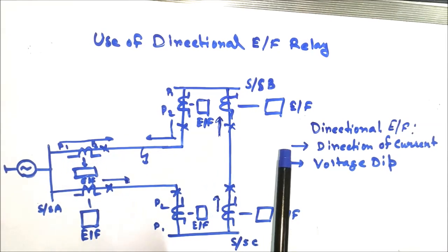So friends, this is how the directional earth fault relay is used where ring main lines are used, that is, where the different substations are connected in a mesh system.